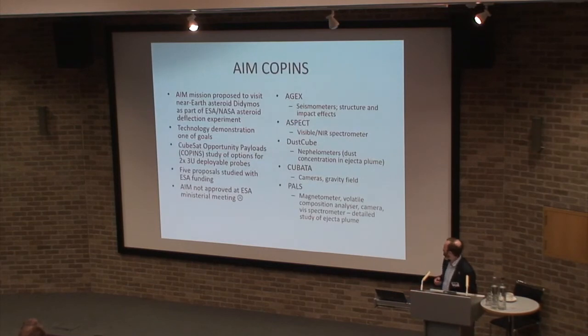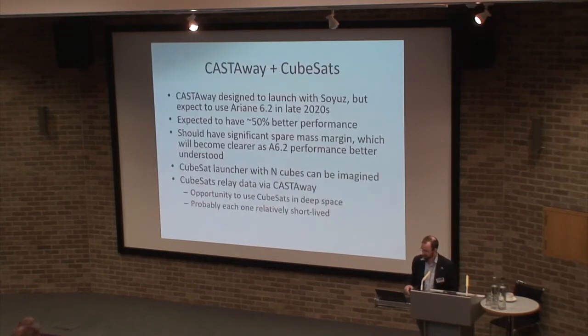The AIM tokens thing has been mentioned a few times, so I won't spend much time on this. There were a handful of different concepts studied, probably by people in this room, that would provide a lot of different aspects to add to AIM. So for CASTAway, CASTAway is designed to launch with the Soyuz, because that's what we had to do for M5, but in reality we'll be using the new Ariane 6.2. This should give us lots and lots of mass margin. So we imagine that we should be able to take a whole bunch of cubes.